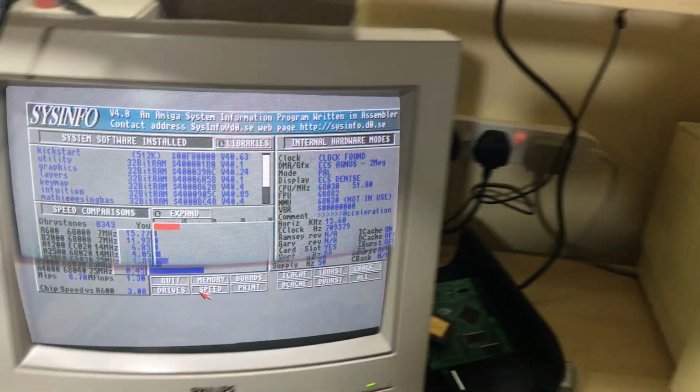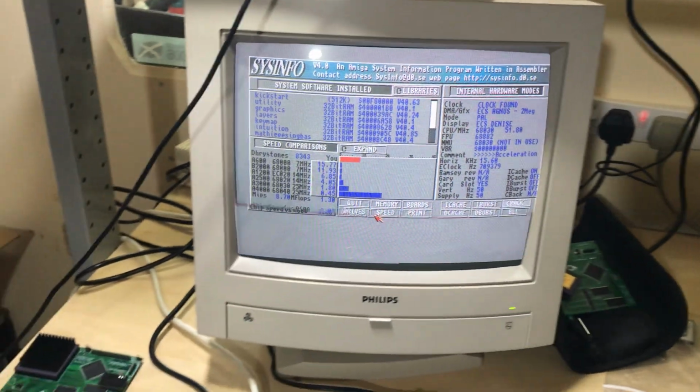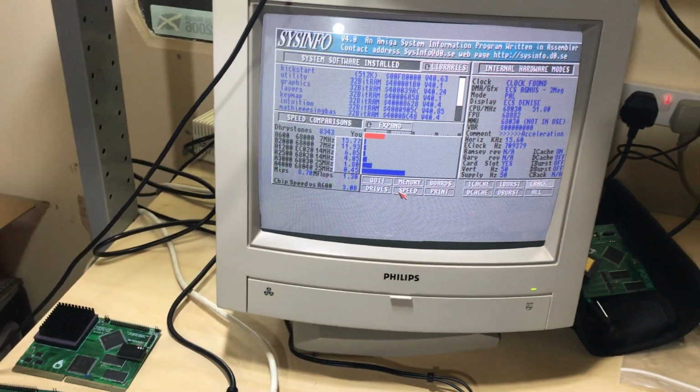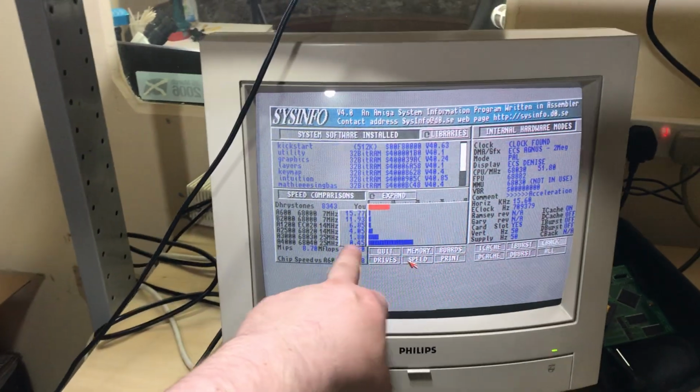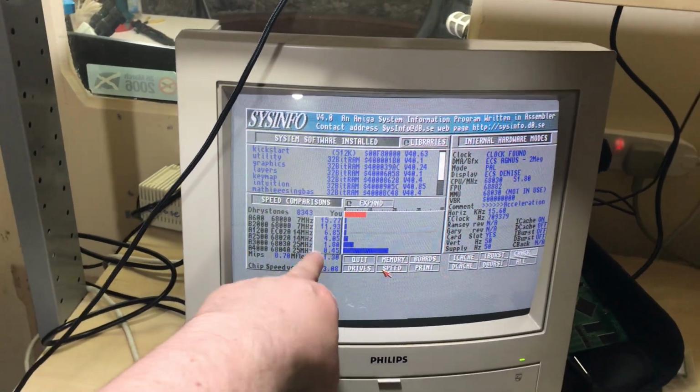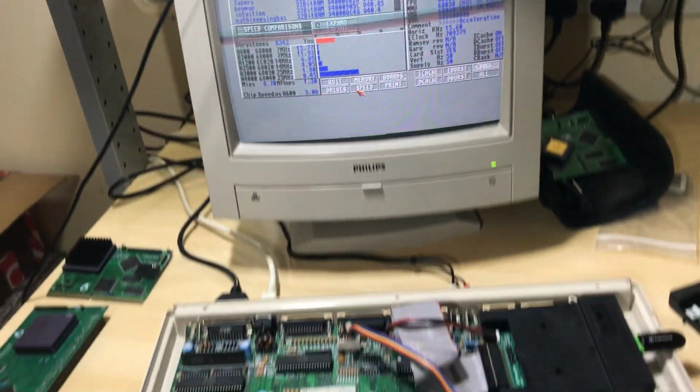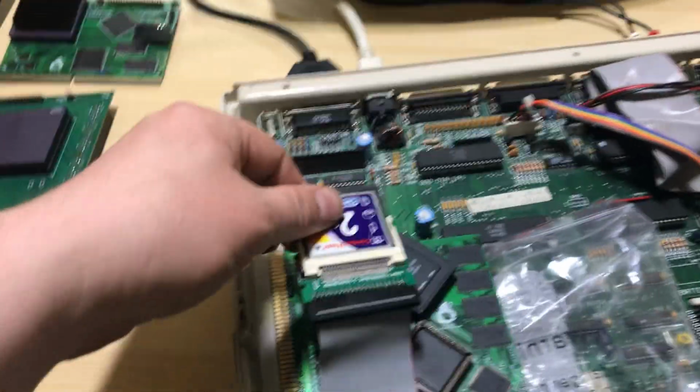I think I got data cache off there, but I was able to get some speeds out of it, and you've got some floppy speeds there, MFLOPS as well. So I thought that would be interesting. Other things that went on in this card.